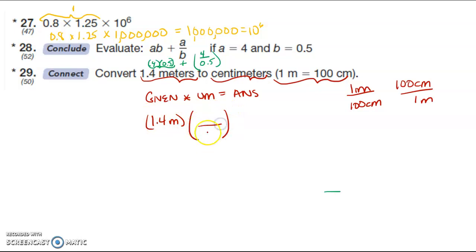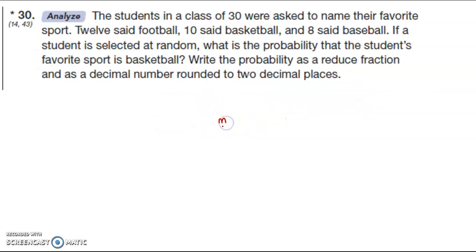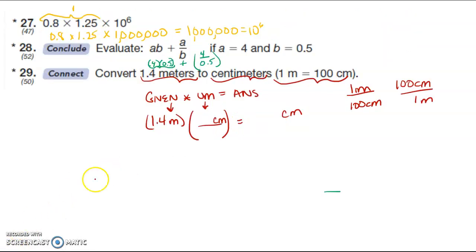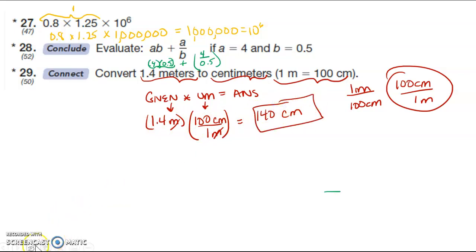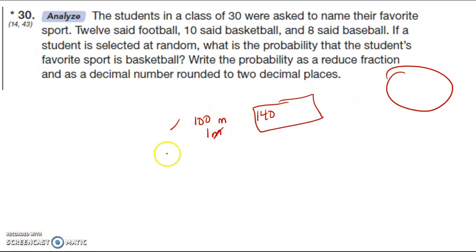This is where my unit multiplier is going to be. And I know that my answer needs to be in centimeters, so I know that centimeters needs to be on the top here. So I'm going to use this one. My meters are going to cancel, and I get 140 centimeters. Okay. Let's see if I can erase any of that.